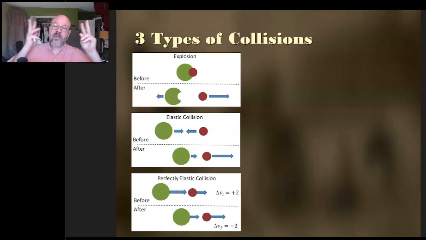Okay, so moving right along, we can talk about 3 basic kinds of collisions. The first collision we would consider to be an explosion. Anytime we have an explosion, we're dealing with a situation where the total momentum is going to be 0. Now, momentum is a vector quantity, so we always need to specify what direction we're talking about.